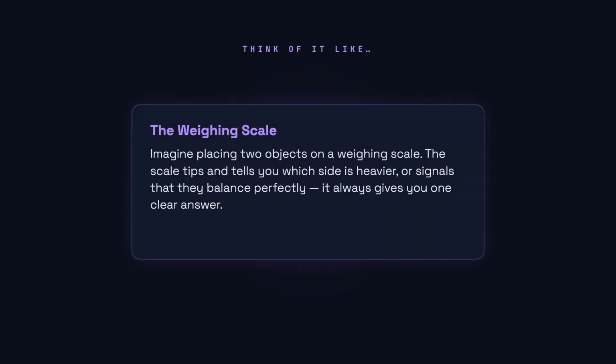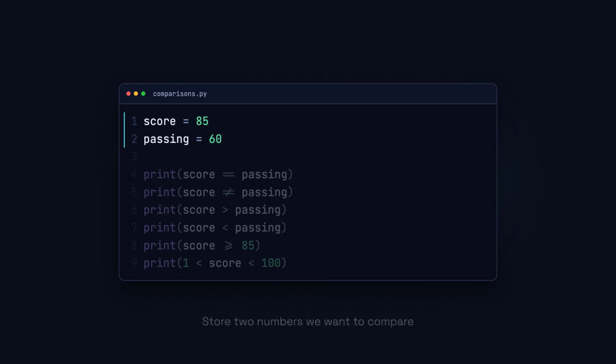Think of a weighing scale. You put a value on each side, and the scale gives you one clear verdict. Python's comparison operators work exactly like that. One question, one answer. We start by storing two numbers.